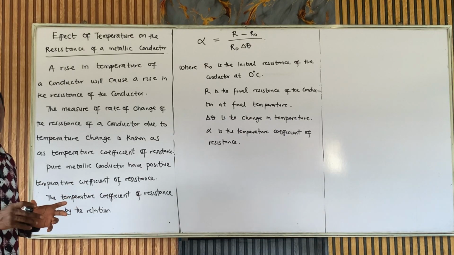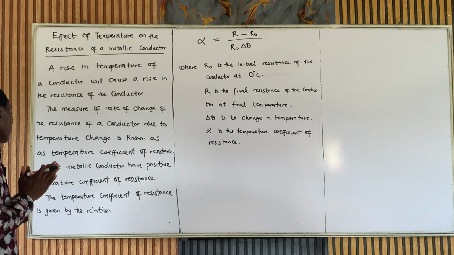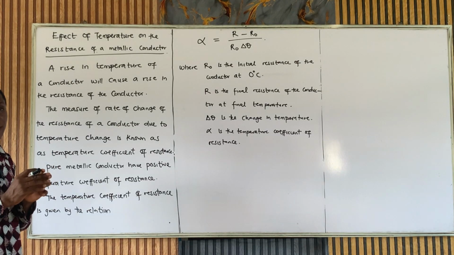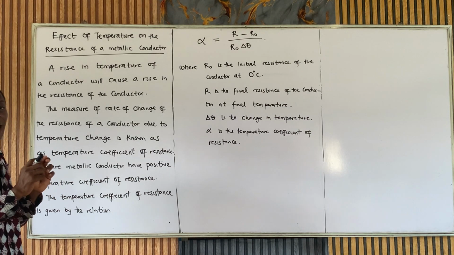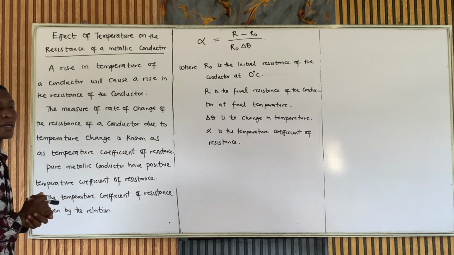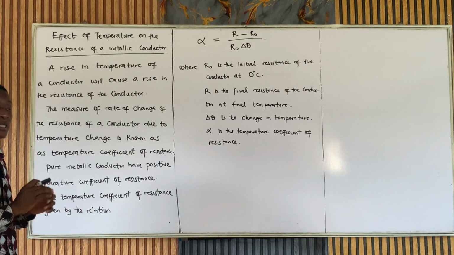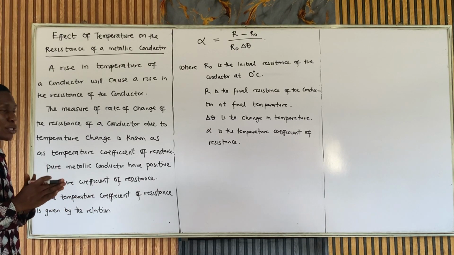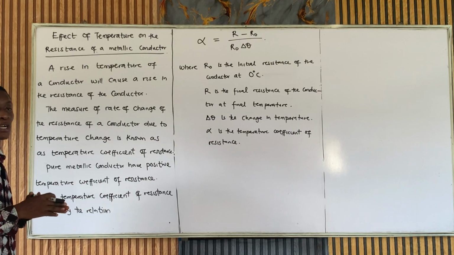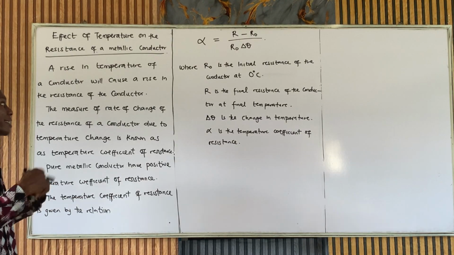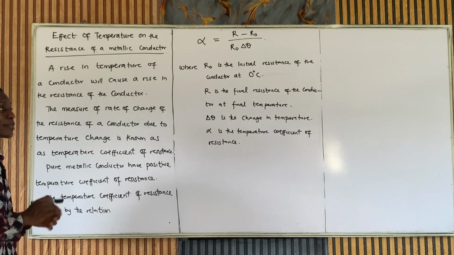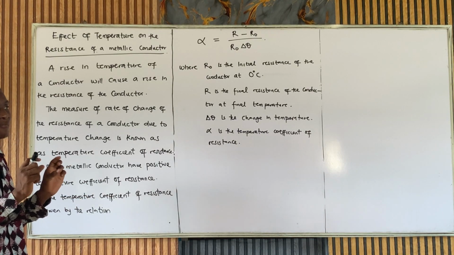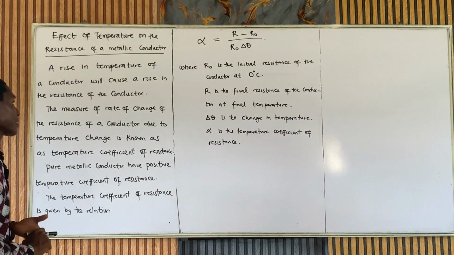For pure conductors, actually, they have positive temperature coefficient of resistance, meaning that if their temperature increases, their resistance will increase, and if temperature reduces, the resistance will reduce. Unlike materials like semiconductors, for semiconductors, if temperature increases, their resistance would reduce, and if temperature reduces, their resistance would increase. That's for metal. Semiconductors have negative temperature coefficient of resistance.